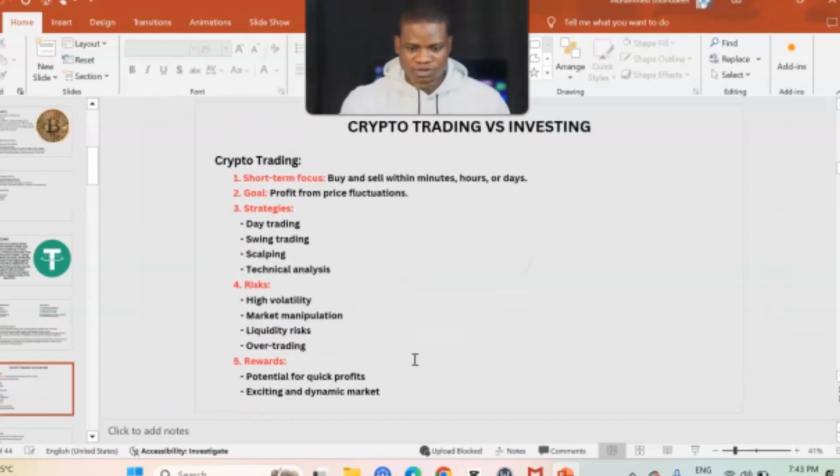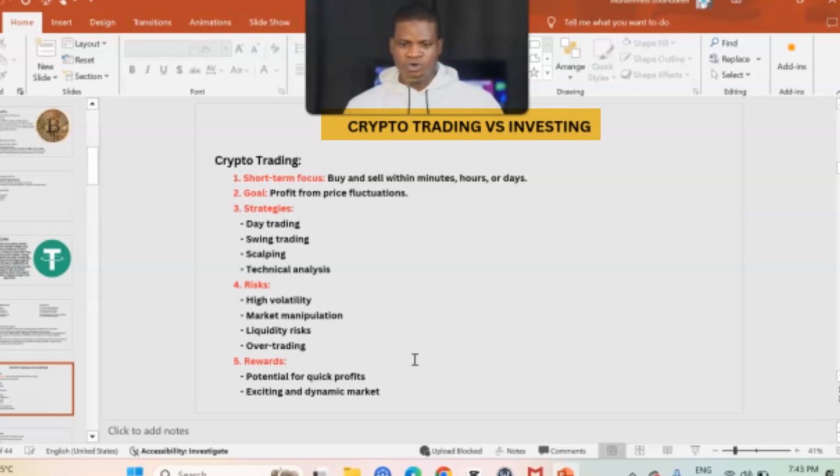Now, let's talk about crypto trading and crypto investing. So how do you make money from crypto? There are two major ways. There are actually a lot of ways by which you can make money from the cryptocurrency market, but we are going to talk about two major ways that are popular. The first is crypto trading and the second is crypto investing.